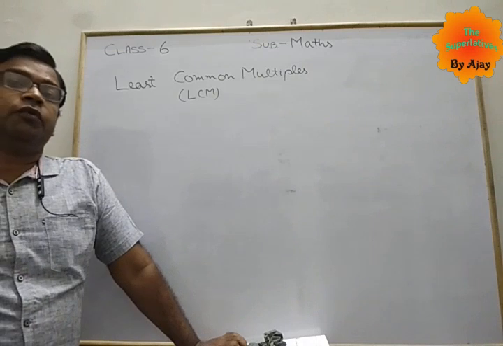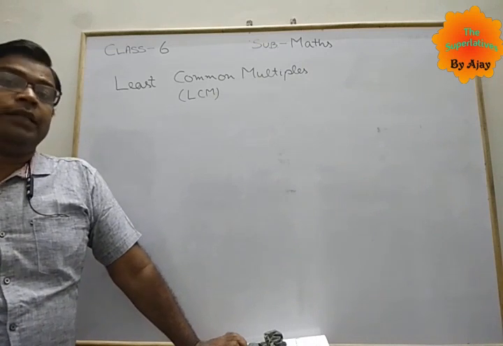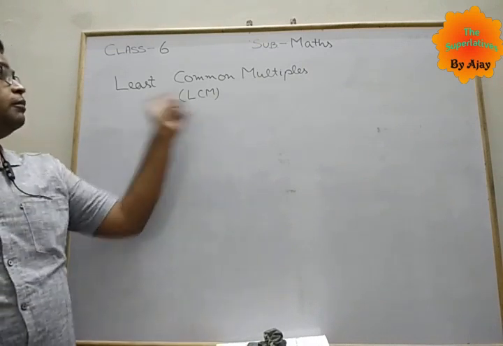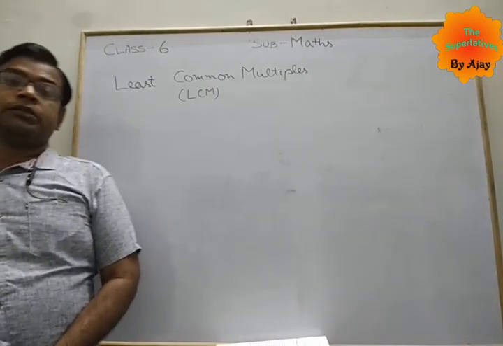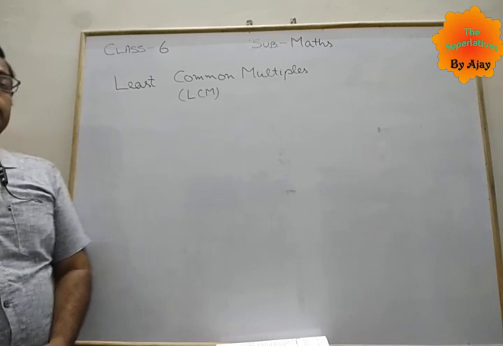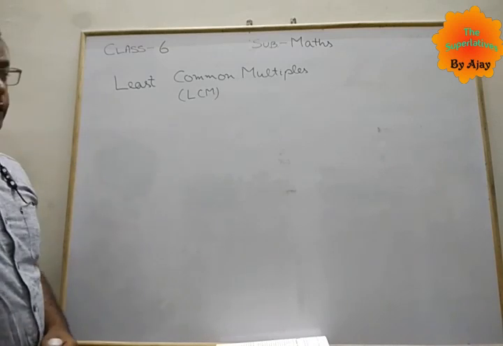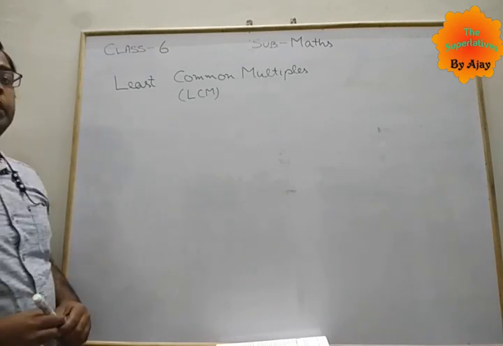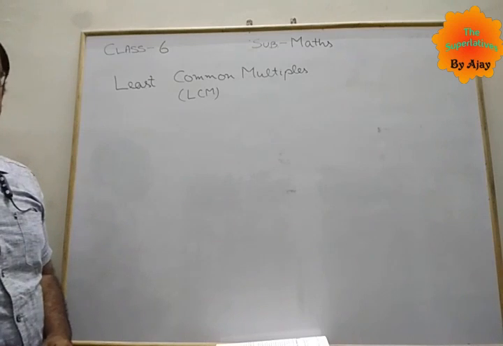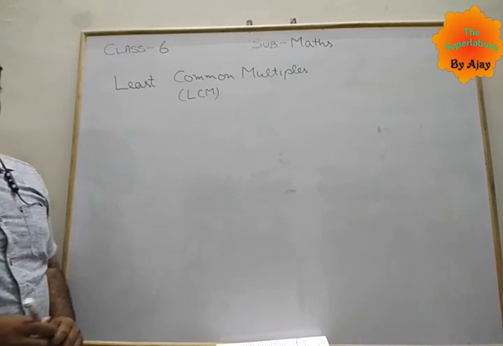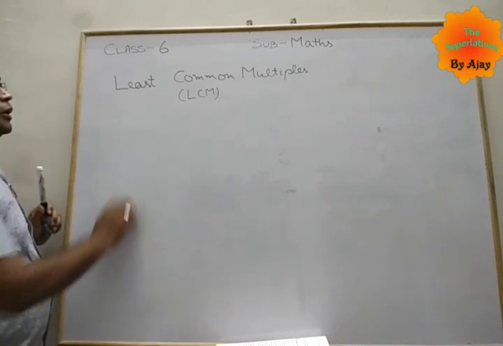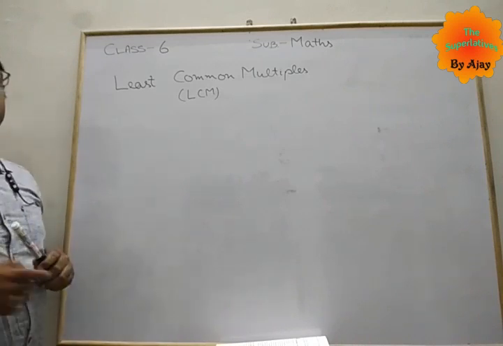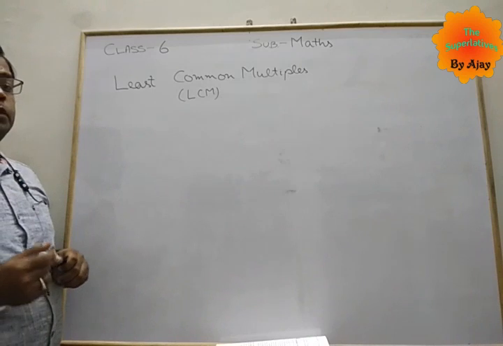Now, today we are going to discuss LCM, least common multiple. As we discussed in the last videos about multiples and factors, what are multiples? Numbers obtained by multiplying the given number. These types of numbers are known as multiples. So in this case, we try to obtain the least common multiple of the given numbers.